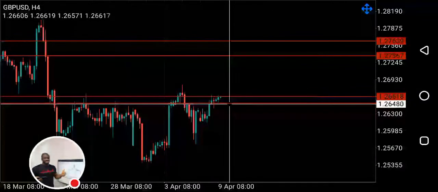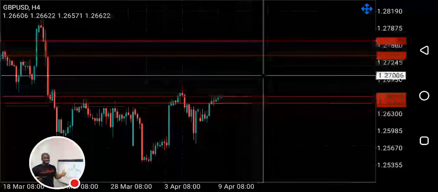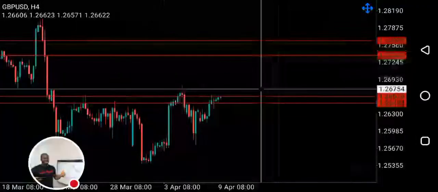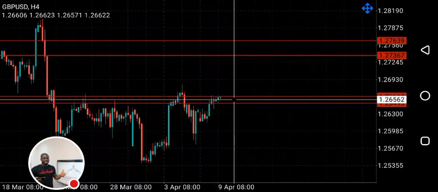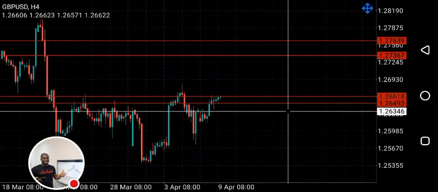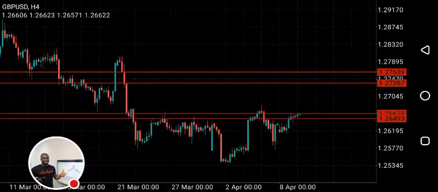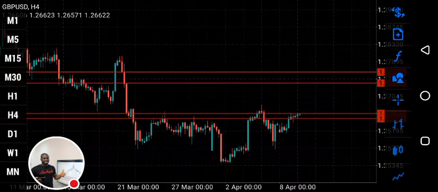So this could be your first entry, that is if a 4-hour candle closes below this level, and this could be your second entry for sell. These are the two areas I will consider selling GBP USD. The candlestick pattern that forms in these zones will determine if I would sell GBP USD. I hope that is clear. My bias still remains bearish on GBP USD.